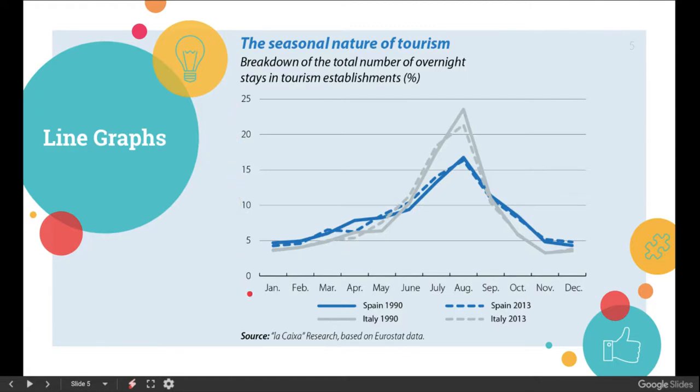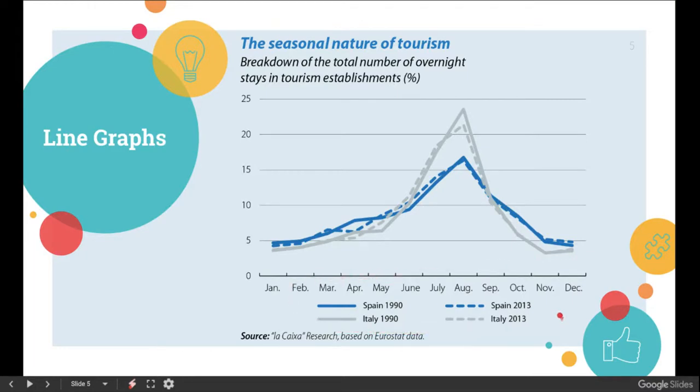And then down here, the horizontal axis shows you another grouping of information, and that grouping of information is months of the year. So as you will see, in January, the percentage of overnight stays is the lowest. And in August, mid-August, it's the highest. Now, what does this information tell us?